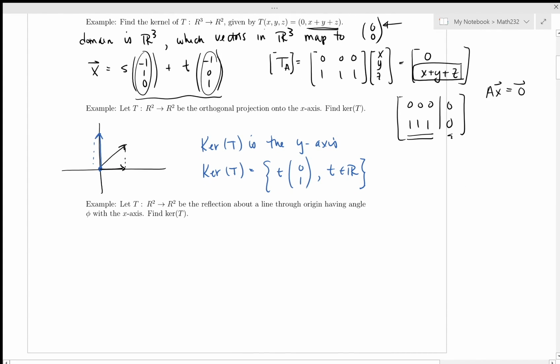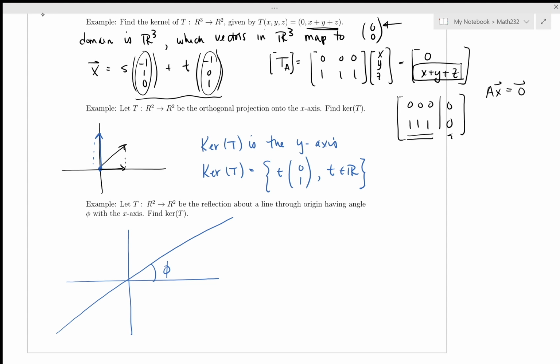Okay. How about what happens when we reflect? So let's just draw a picture. We reflect about a line through the origin having angle phi with the x-axis. We'll just draw that. We've got this line here. There's phi. And we're going to take vectors and reflect them across that axis. So for example, if I had some vector here, v1, I would reflect it and it would end up over here. That would be v1 prime, the reflection of v under this transformation.